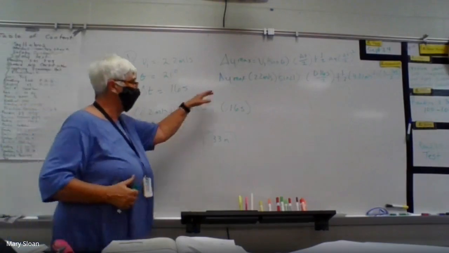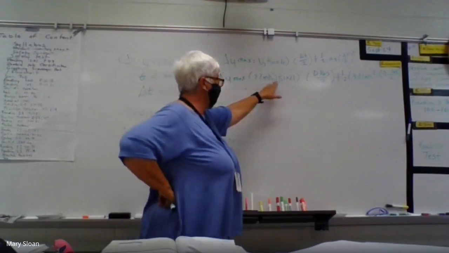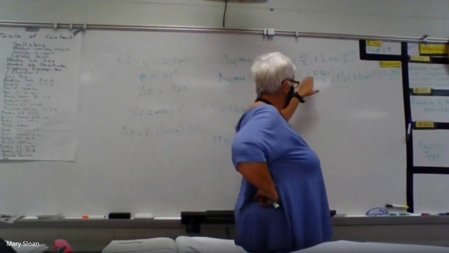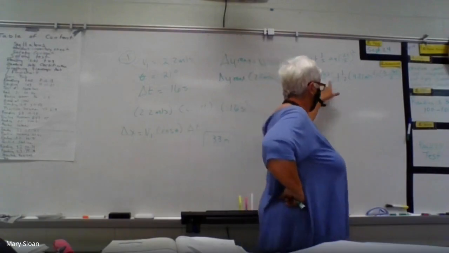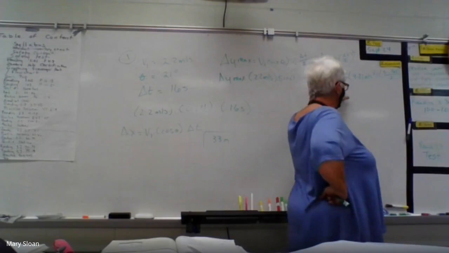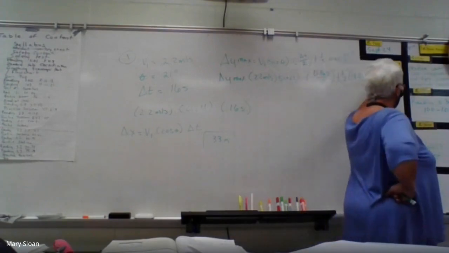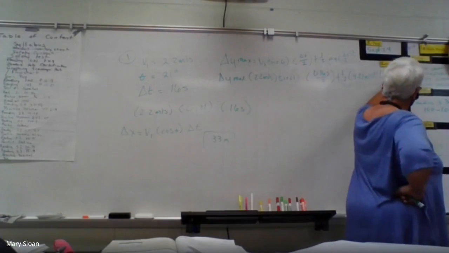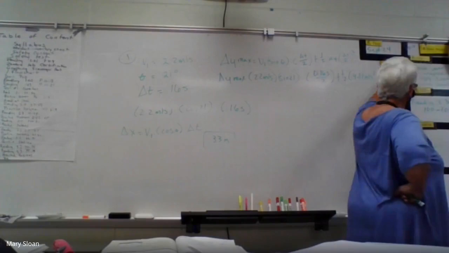This is what you did. 2.2 meters per second, sine 21.0 times 16 divided by 2, plus 1/2 times 9.8 times 0 times 16, can't even read my own writing, divided by 2 squared.